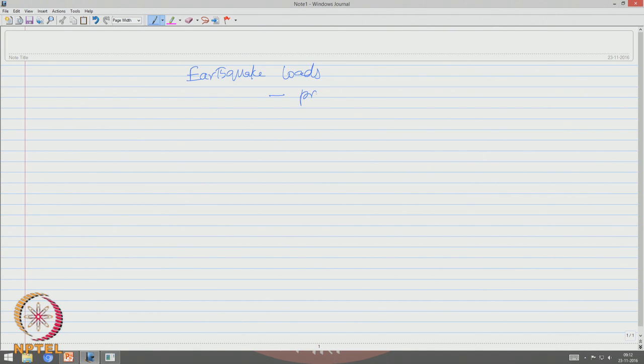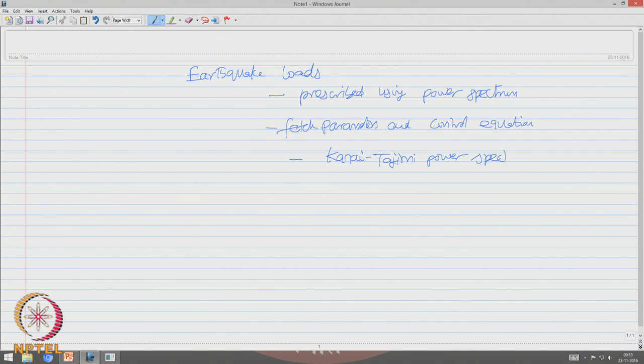can be prescribed using power spectrum. We have discussed the fetch parameters and the control equation for estimating the earthquake load. We said Kane-Tajimi power spectrum is an idealized application to use in offshore structures.